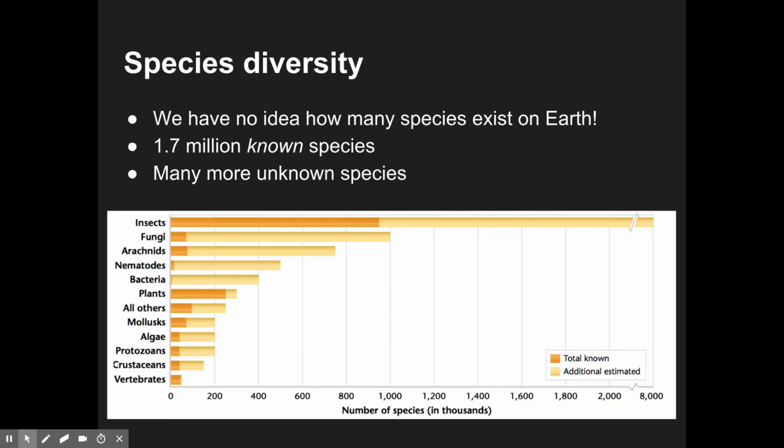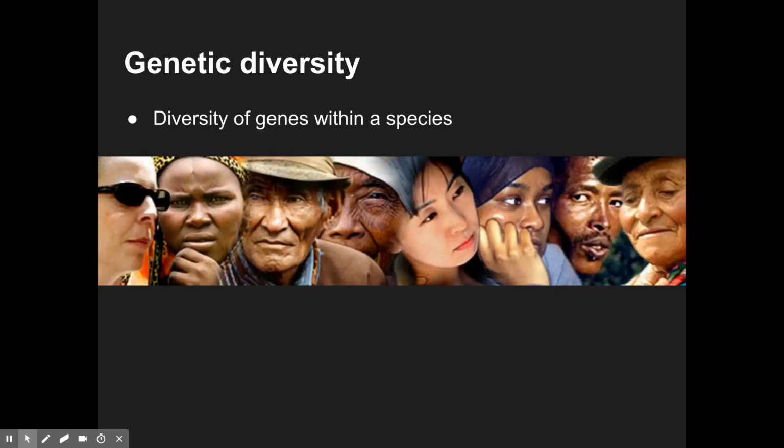And then within each one of the 10 million or so species that might exist on the planet, we have genetic diversity, which is the diversity of genes within a species. So this is a picture of humans. Humans are all one species, and we know we're the same species because we can interbreed. No matter where a person is from, they can interbreed with another person from anywhere on the planet.